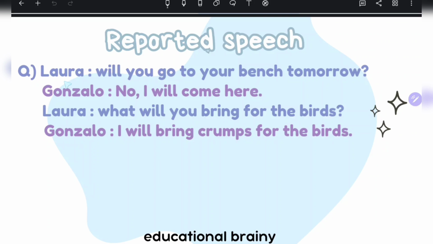First, take the first sentence: will you go to your bench tomorrow? This is a question sentence. You have to change it to the normal sentence. Before writing the answer, let's mark a few important things that you have to change. "Will" becomes "would", and "you go to your bench tomorrow". See, the "tomorrow" becomes "the next day". So in the first sentence, there are only 2 words to be changed. So let's see how to write that.